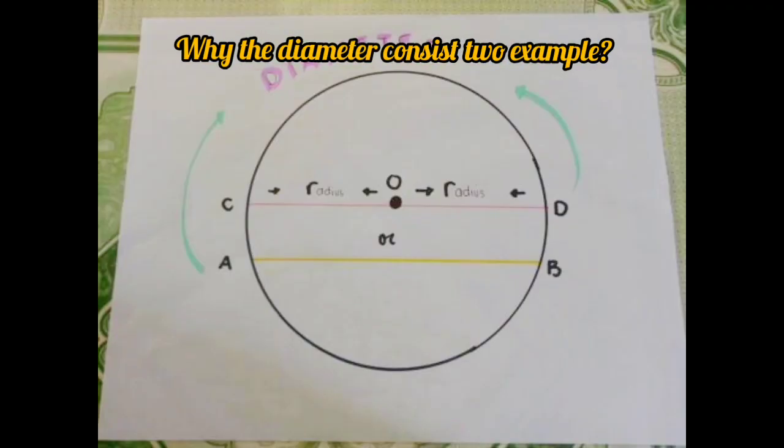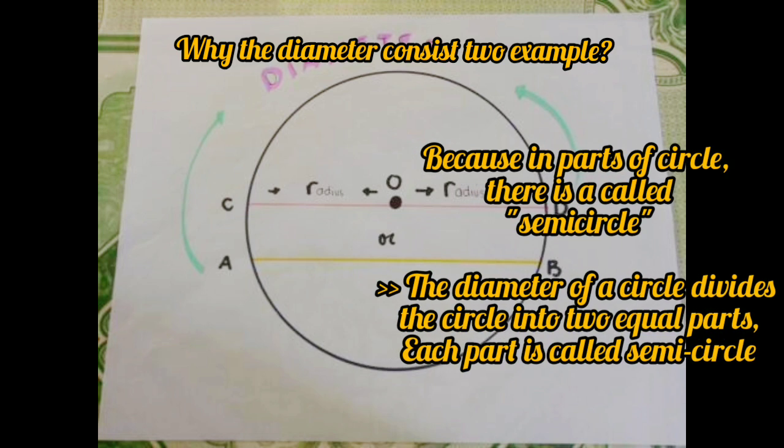The diameter consists of the two examples because in parts of a circle, there is what is called a semicircle. Semicircle: the diameter of a circle divides the circle into two equal parts. Each part is called a semicircle.